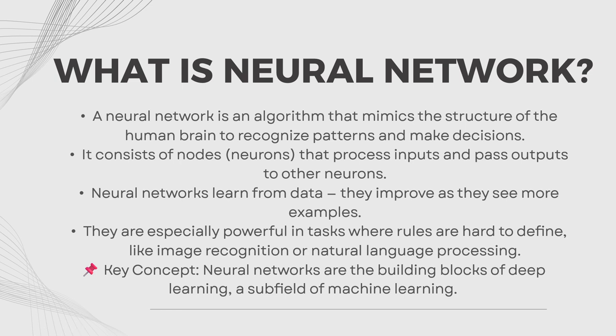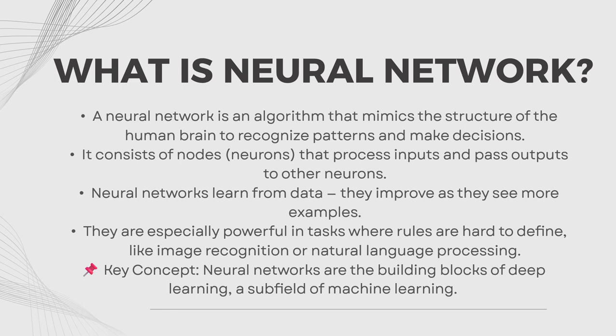A neural network is a machine learning algorithm that mimics the human brain. It learns from data and makes predictions or decisions. Just like our brain has neurons that send and receive signals, right? A neural network has nodes that receive input, process it, and pass it forward. As it gets trained on more data, it becomes better and better at recognizing patterns, whether it's identifying a face in a photo or translating languages or predicting stock prices.